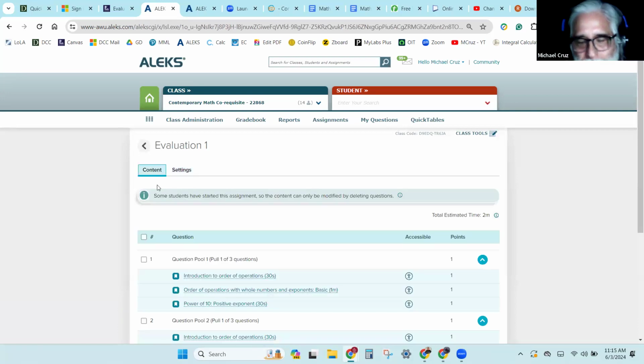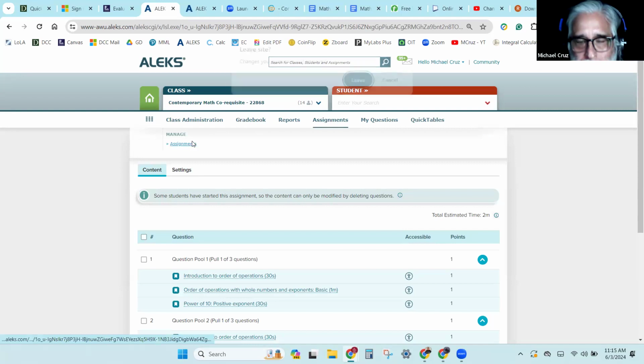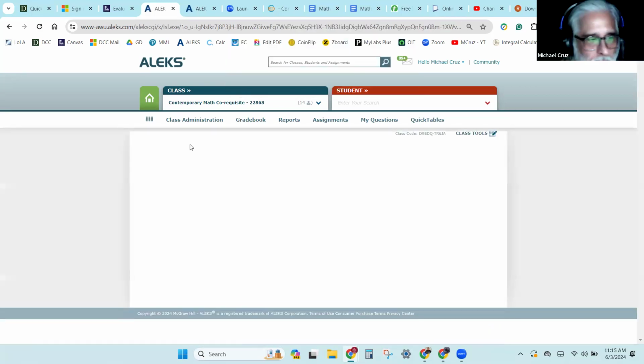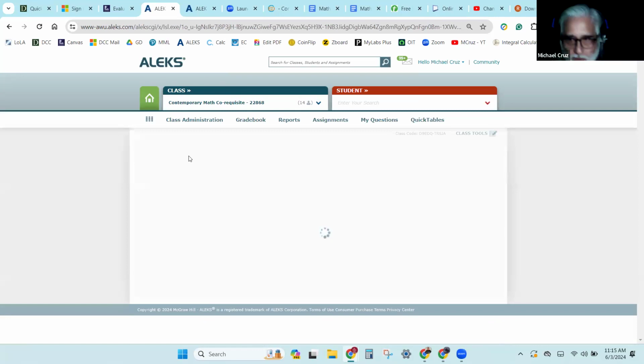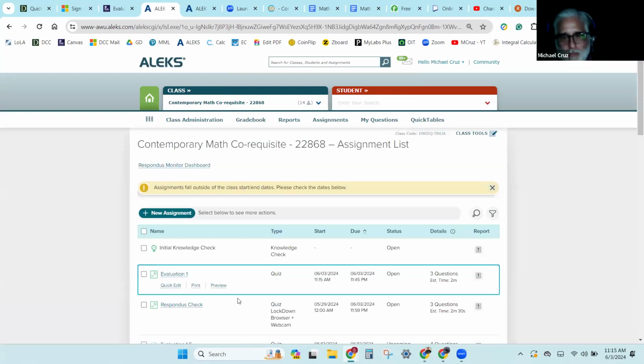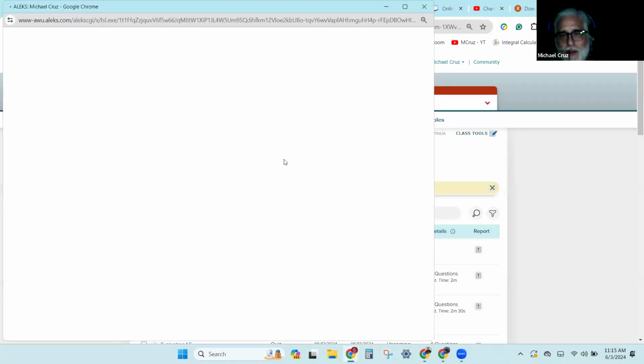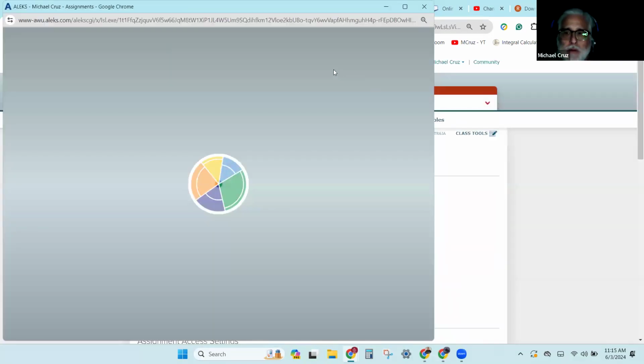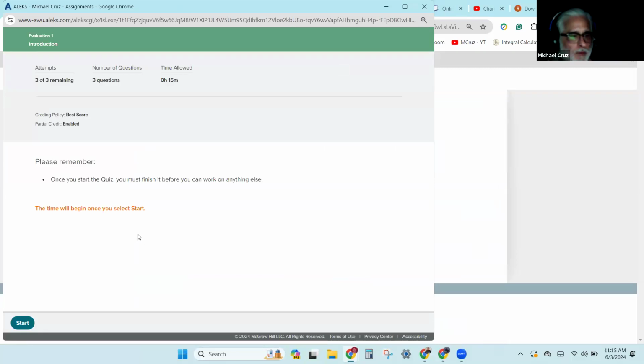So with me, when I click on it, it doesn't go to it. If I work it, I have to do it as a preview through Alex. But you should be able to go through Canvas directly if you want. I either have to go in through student mode or. So there's what you're dealing with: 15 minutes, 3 questions.